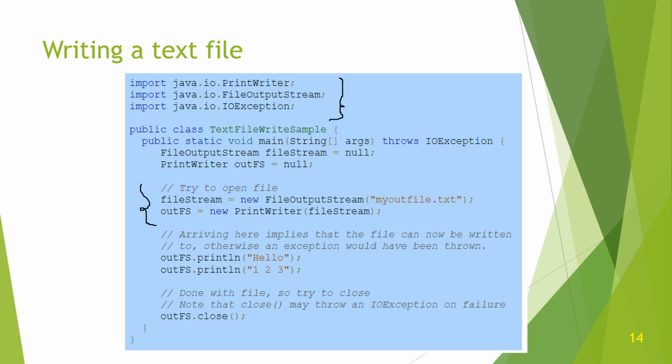Arriving here implies that the file can now be written to, otherwise an exception would have been thrown. outFS.println of hello and outFS.println of 1, 2, 3. And once we're done with the file, we try to close it. Close may throw an IO exception on failure, and outFS.close.